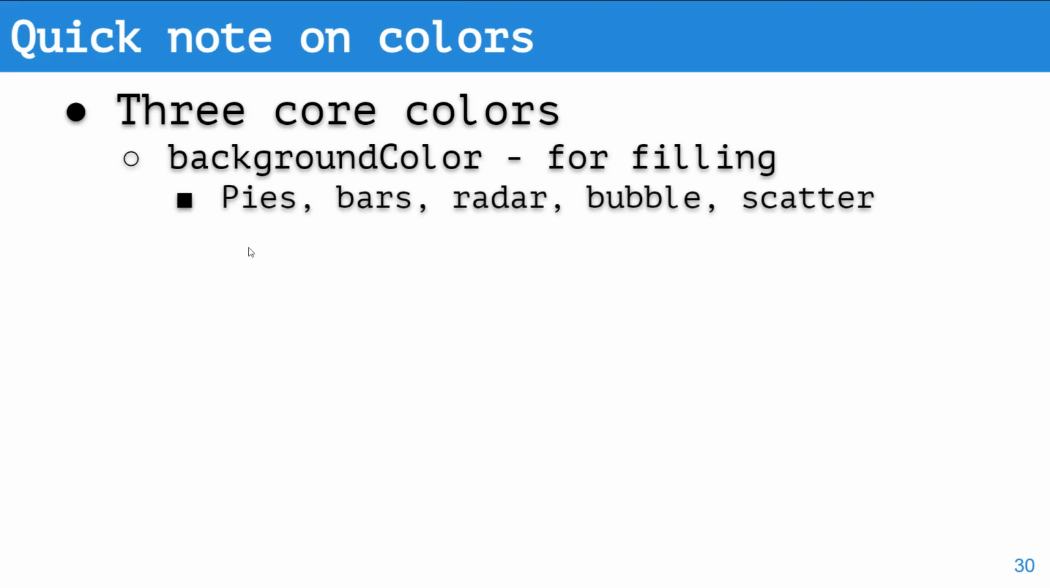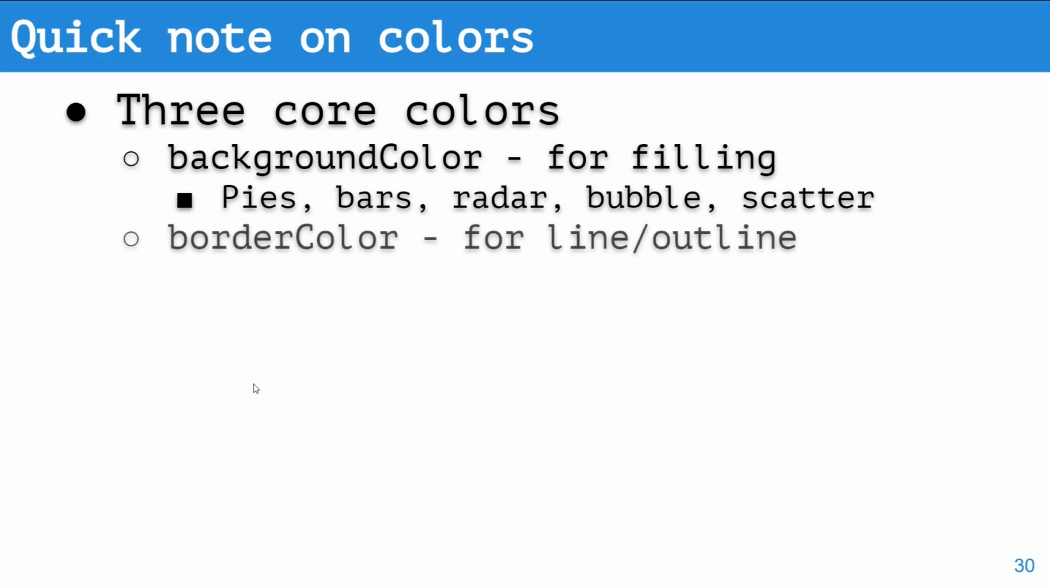Background, yes, for pies, bars, radar, bubble, even scatter, because what's the color of the dot and stuff. Those fill patterns become important. Border color, line or outline, so the outline of a bar, the outline of a pie, but really the border color is used a lot in the examples for what color you want to see that line on the screen. Okay, and then color for font. So there's background color, border color, color. These are the words that you would have to set in JavaScript and the JSON to get things to show up on your chart properly.